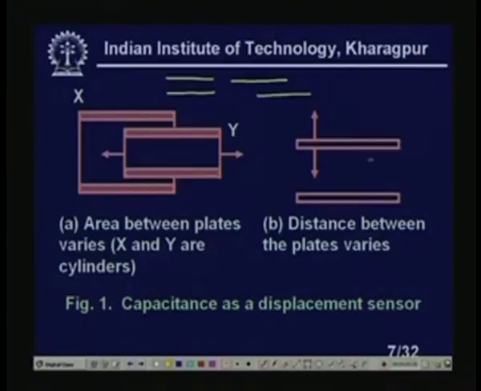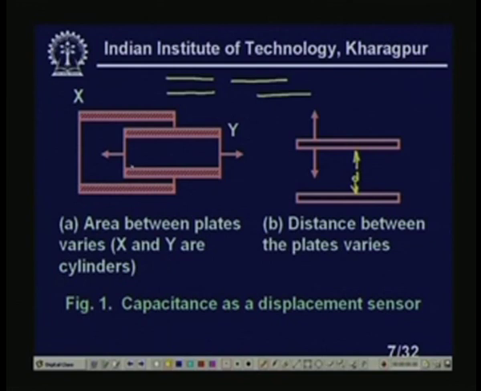Now, you see the D can be varied also. That means the separation between the plates, this is the separation, this is our D, right. So, the D can be changed also. If I change D, obviously the capacitance will also change. The more the value of D, the less will be the value of the capacitance. So, quite obviously this can also be utilized to make a displacement sensor, right.